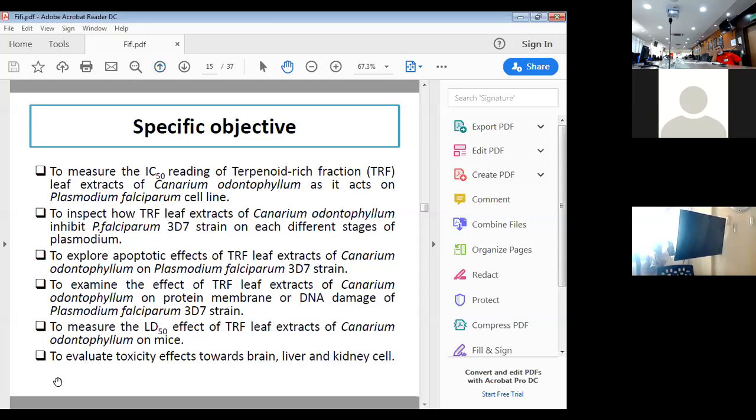Kalau itu semua tak measurable, dia tak boleh letak under specific objective. Kena letak term yang menggambarkan keboleh ukuran. Okay, terima kasih Bang Nazim. Dr. Tipi pula. Boleh tengok you punya statistical analysis.